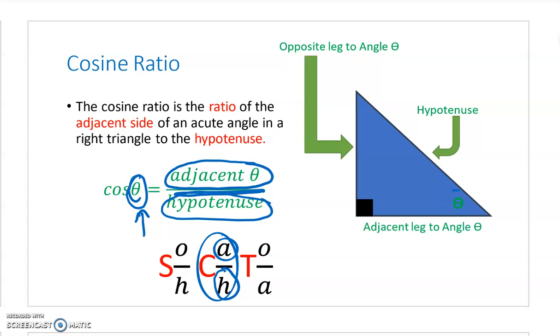So if we're looking at angle theta, which is down here, we're looking at the side that's adjacent to it. In that case, it would be this side adjacent to angle theta divided by the hypotenuse, which is always across from the right angle. So the side we're not interested in is the opposite leg, not for cosine.